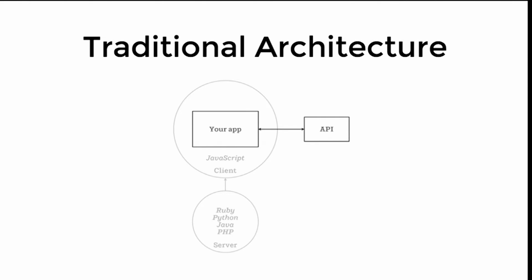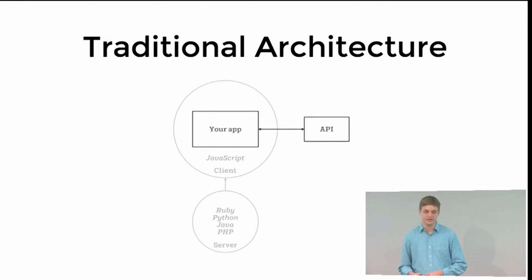So this is a traditional architecture for building a web app. Basically, you have your backend. It's Python, Ruby, Java, PHP, whatever. Then you send a page to your frontend, which has JavaScript. This is your client-side code. And then your frontend might be connected to an API, like, I don't know, Facebook login, Google login. You get some data from somewhere. This is a very traditional architecture.